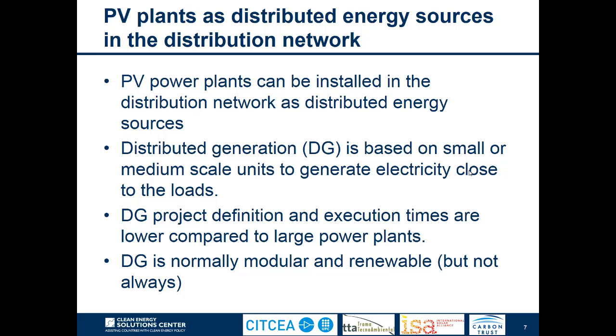In this case, the generation can be installed in the same distribution network, and for that reason, as was mentioned in the previous slide, there is a possibility of reversing the power flows and having power coming from the distribution network to the transmission network. Another important characteristic is that distributed generation in general can be based on small or medium scale units to generate electricity close to the loads. As it has been said, this is changing the traditional paradigm, and it also allows us to optimize the use of the network. So in many situations, it will be possible to supply the load with generation which is installed close to the load.